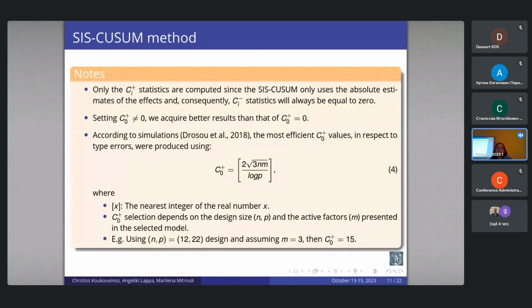According to these simulations, and with respect to type errors, we show that the formula given in equation 4 produces better results, where you can see it depends on the number of runs, the number of predictors, and the number of active factors.